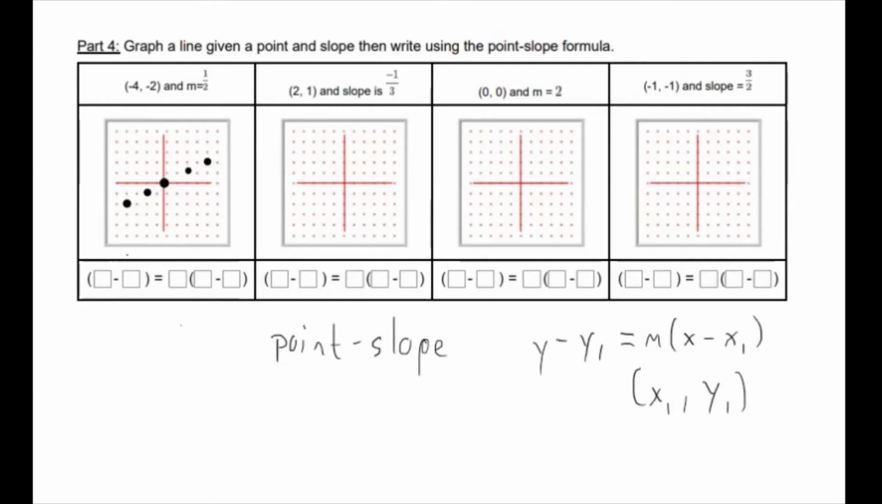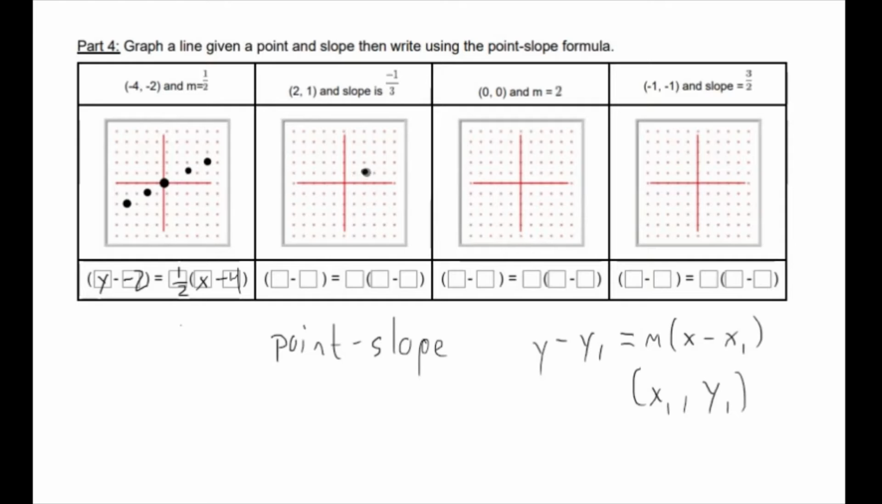For the point-slope form, we have the ordered pair minus 4, minus 2, so we want y minus y1. In this case, that's the number on the right of the ordered pair, which is minus 2. Then we want the m, which is 1/2, x, the variable, stays there, and then the x1, which is the left number on the ordered pair.